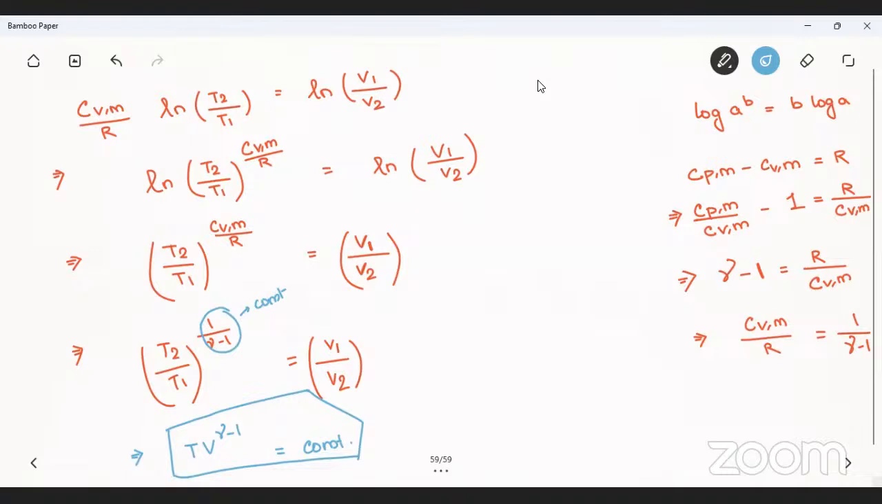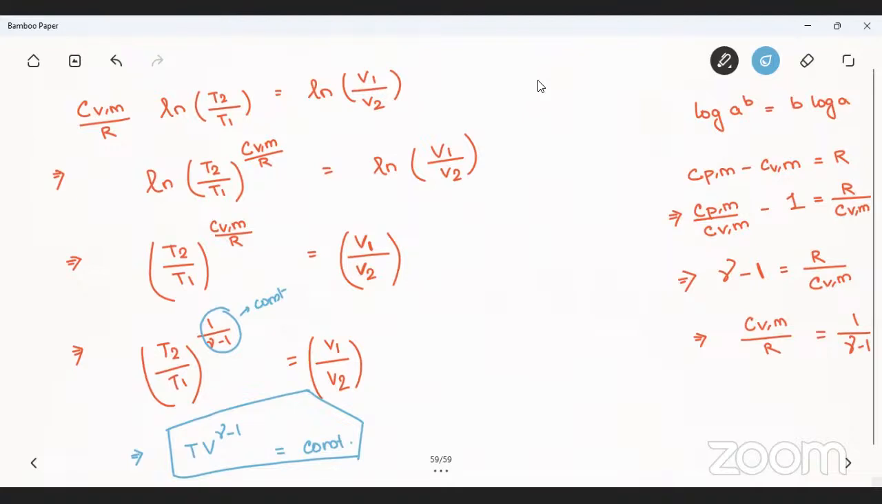Ma'am, I don't get the last point. See, T2 by T1 is equivalent to something into V1 by V2. So T and V are inversely related. That you can understand though. Yes, ma'am. So I have just taken V here. If I take V here, obviously this will reverse. Or if I take T here, this power will just reverse. That's what I have done. Okay. Up to this, is this part clear?